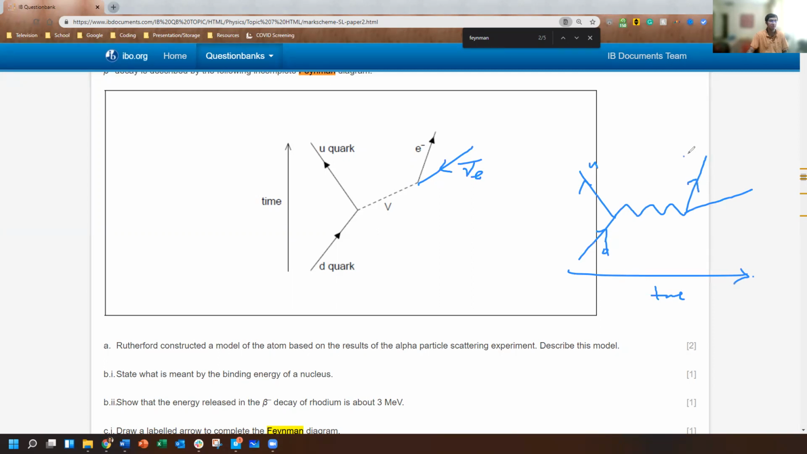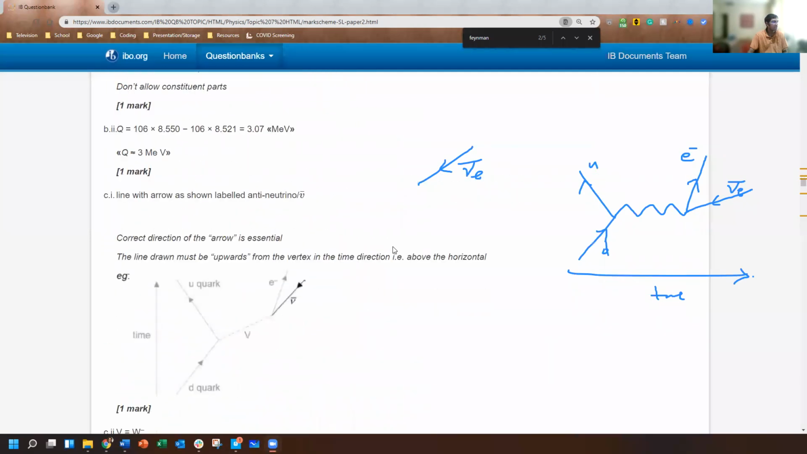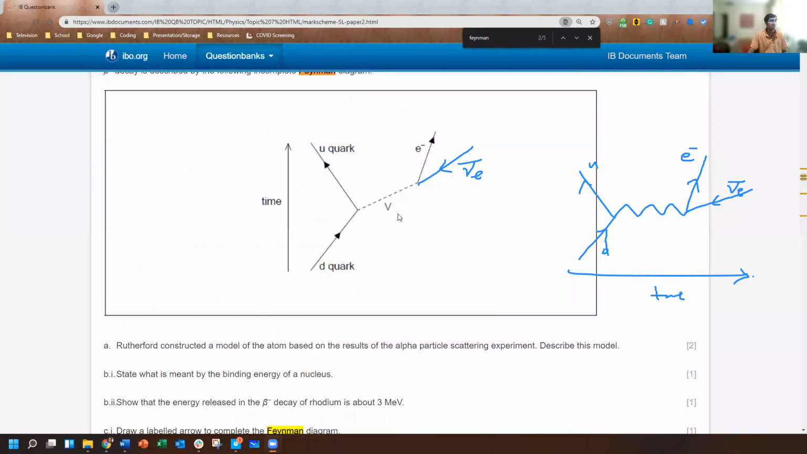You would probably have your electron here. Again, the way we had done it before, it must be drawn upwards from the vertex in the time direction, above the horizontal. So that's just 1 mark. So I guess I wouldn't have gotten that point if I'd done it initially. It has to be above.